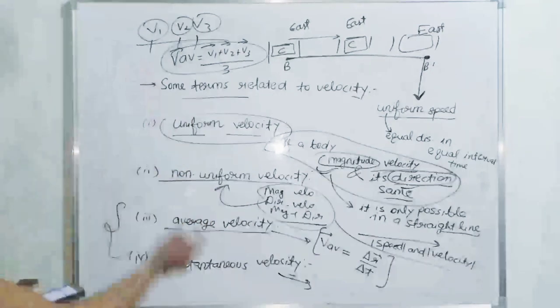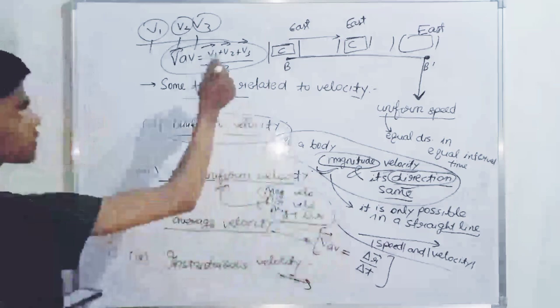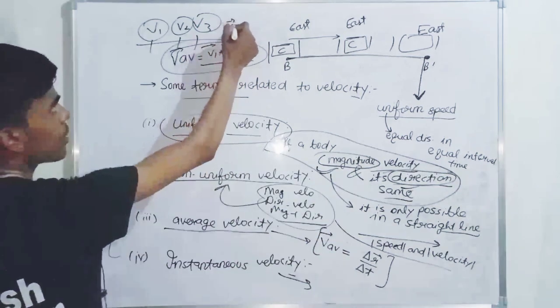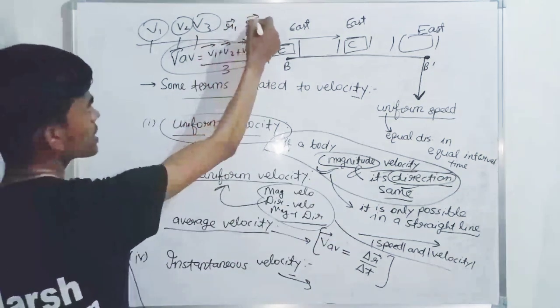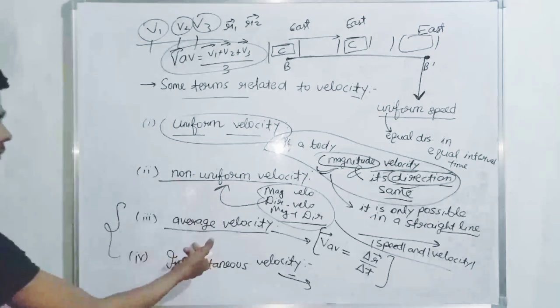This is one method, and the other method is total displacement upon total time. Suppose you know each and every displacement, then easily you can sum up all the displacements. Means you can find the resultant displacement, and easily you can work out the average velocity.